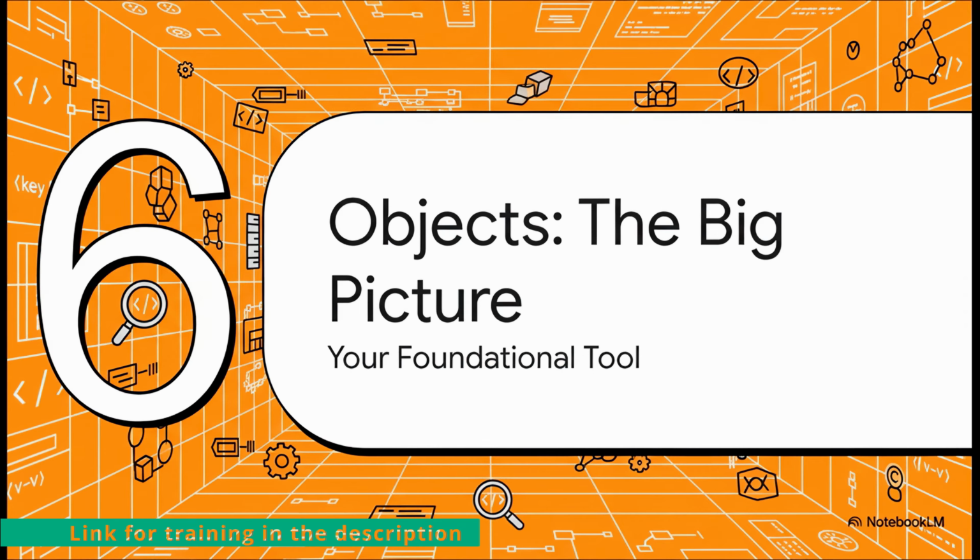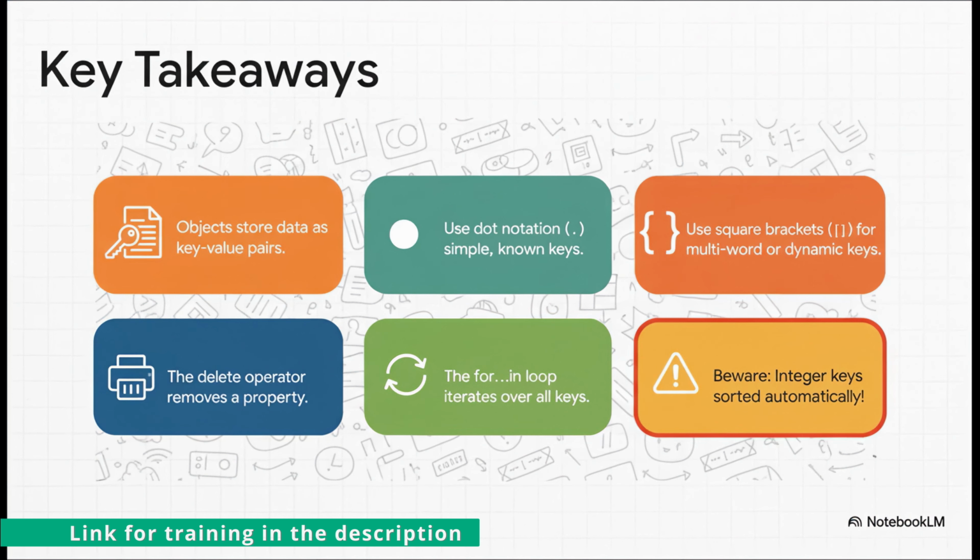Whew, okay. We have covered a ton of ground, from the absolute basics all the way to some of those tricky little edge cases. So let's zoom out for a second and wrap this all up. All right, here are the main things to remember. Objects are all about storing related data together as key-value pairs. For simple keys, dot notation is your best friend. But when you need flexibility for weird names or dynamic keys, switch to square brackets. Remember, you can delete properties, you can loop over them with for-in, and most importantly, watch out for that automatic sorting when your keys look like numbers.